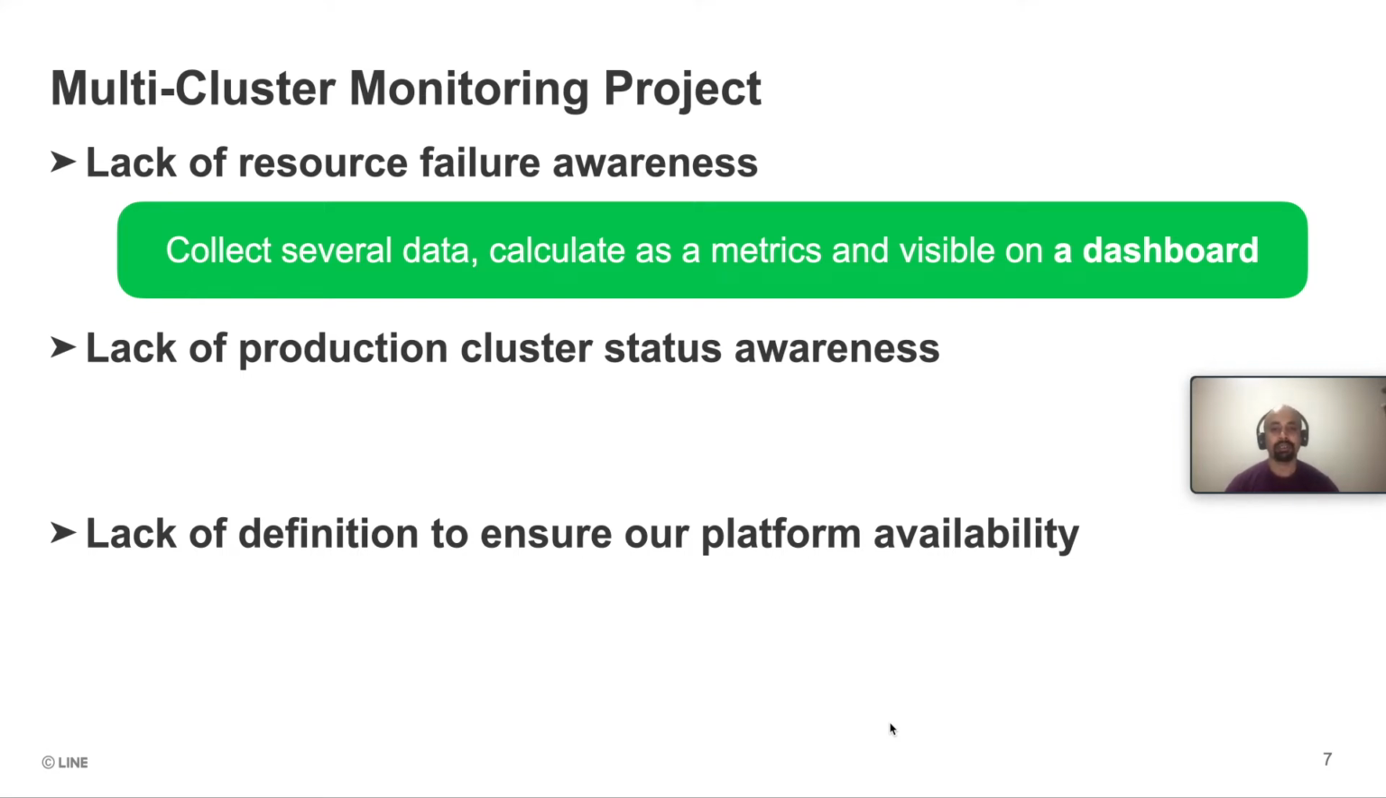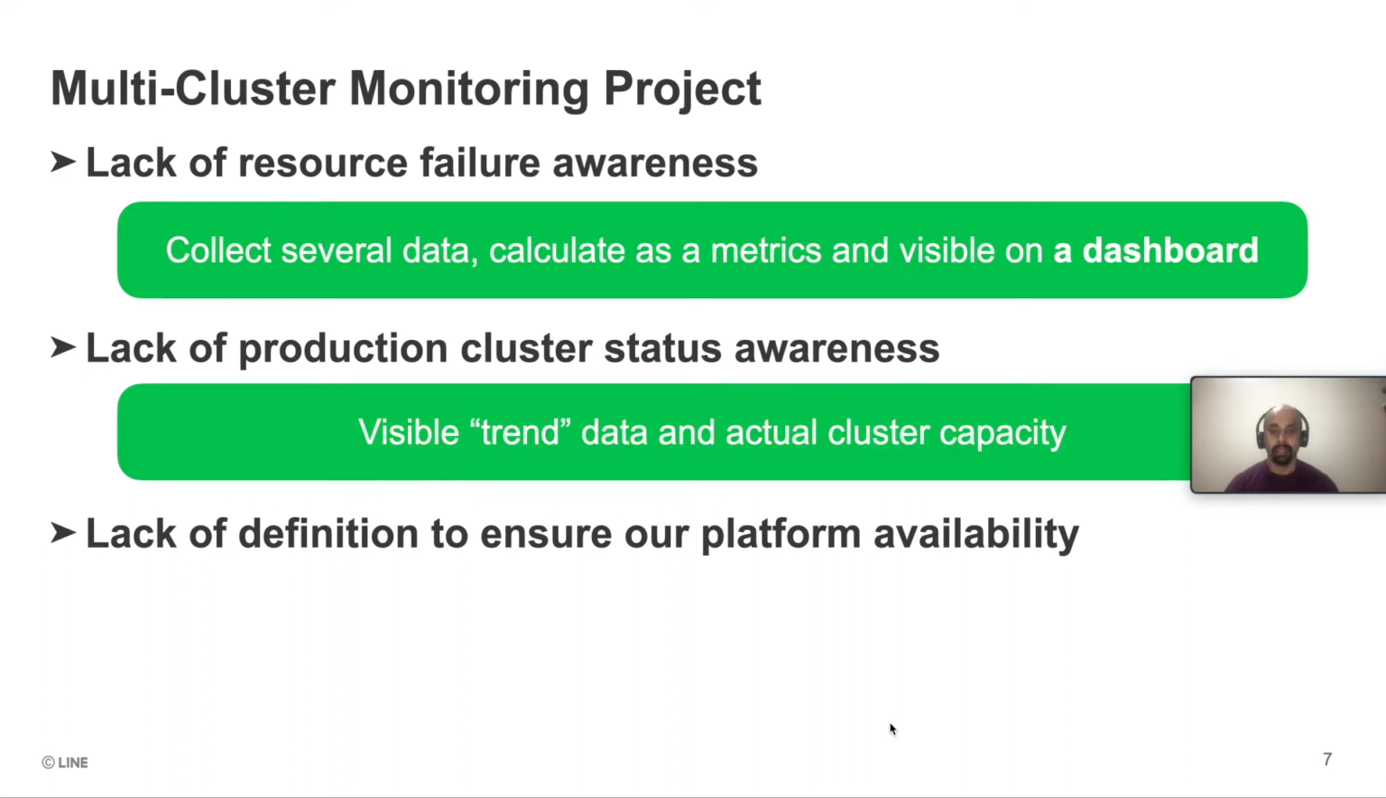The lack of production cluster status awareness gave rise to making trend data visible and to showcase the actual cluster capacity. What this means is that if we want to see the behavior of a particular cluster, we need to get, for example, the particular API request response time over a long period of time, like let's say a week or a month or maybe 2 or 3 months, and see the average out of it. Based on the average of every month or every week, we can make a proper diagnosis.